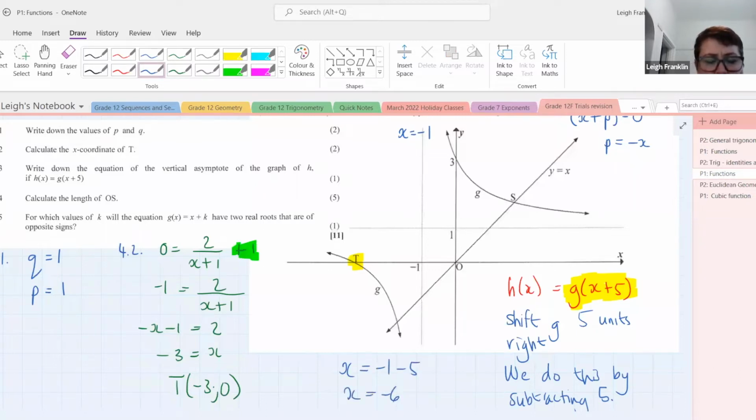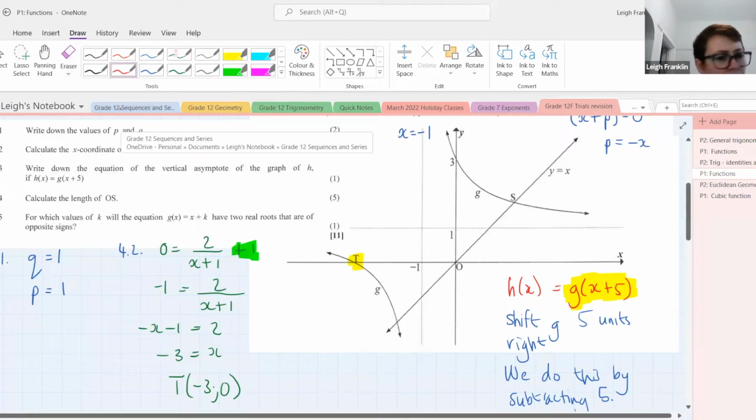which would give us -6, which means, no, but then it would be 6 units. -6. Why am I just being stupid with this? g of x plus 5 is an instruction to shift it 5 units to the right. Sorry, I don't know. I'm just being really dumb here.